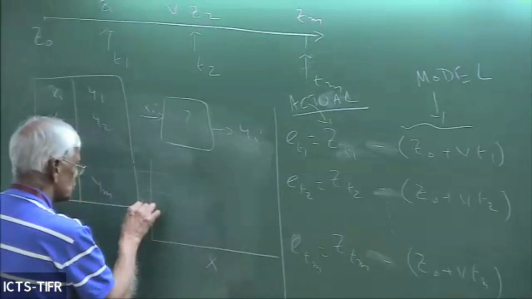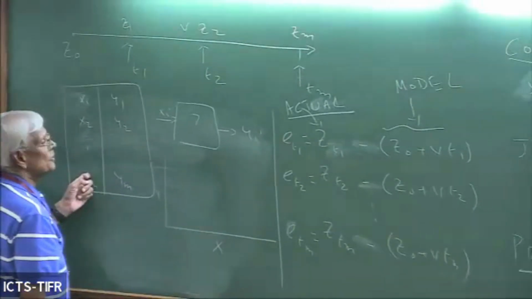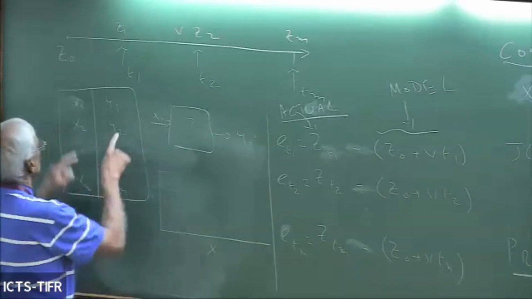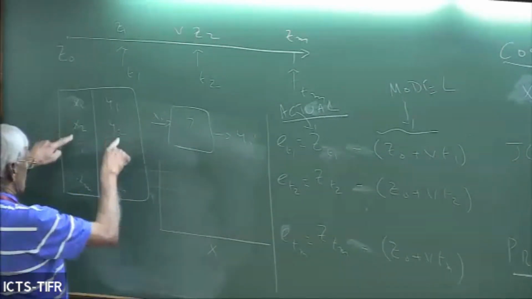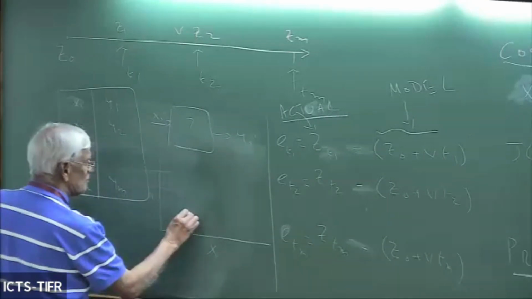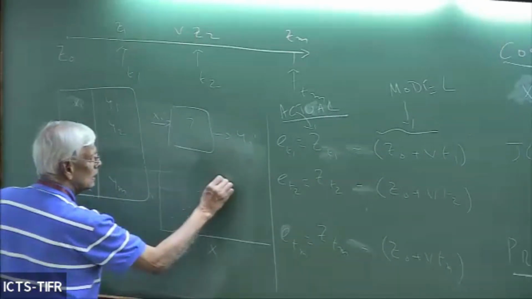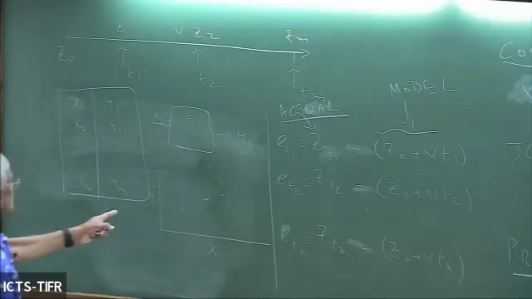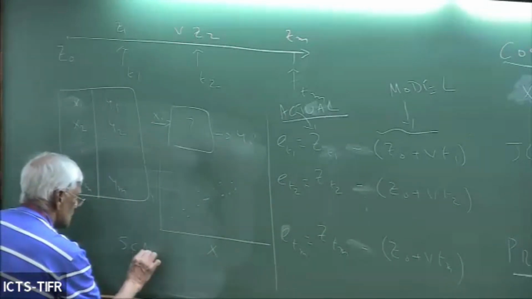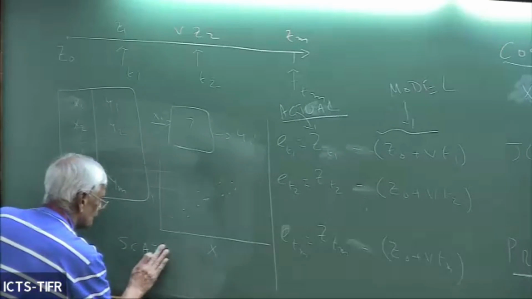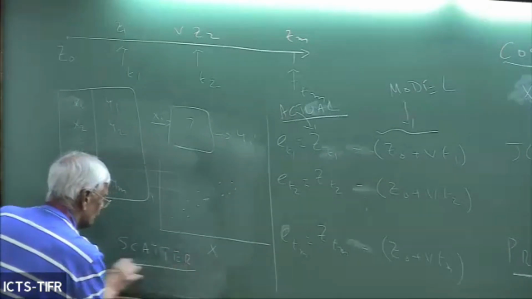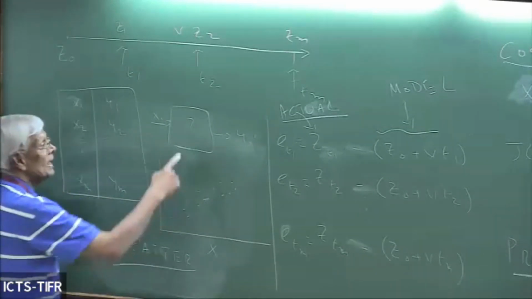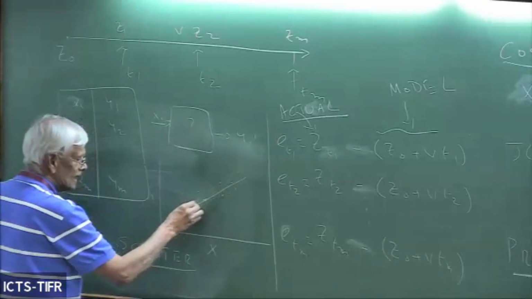This is x, this is y. X is the input, the independent variable. Y is the output, the dependent variable. You are going to plot. This is one point, this is another point, this is another point. I'm going to get a set of m points. This is called a scatter diagram. If the scatter diagram looks like this, then you believe the box is probably a linear function.